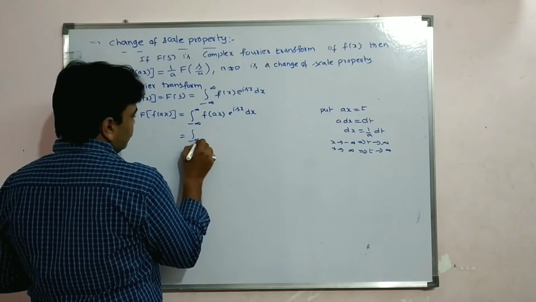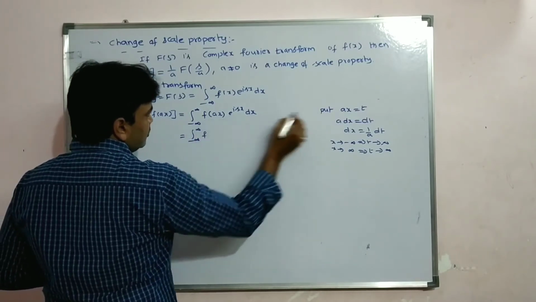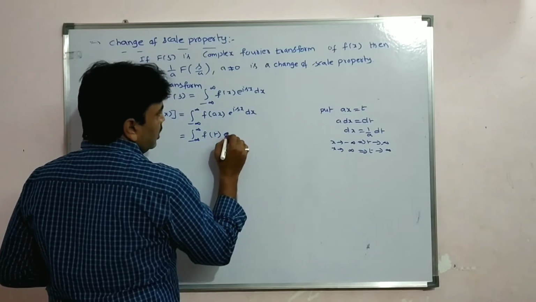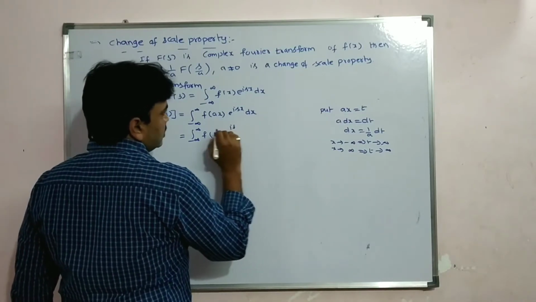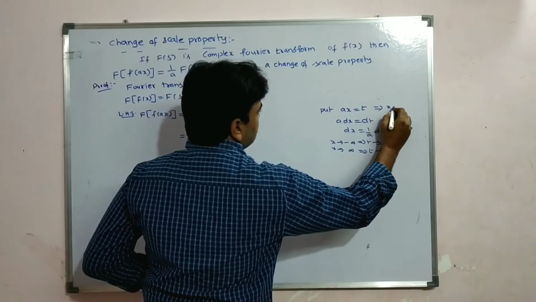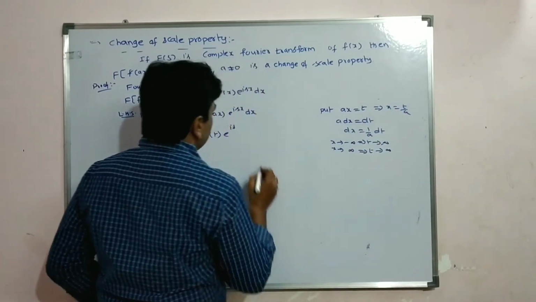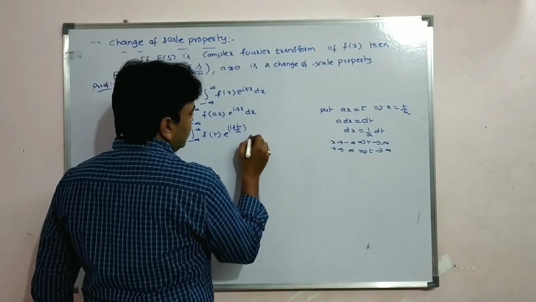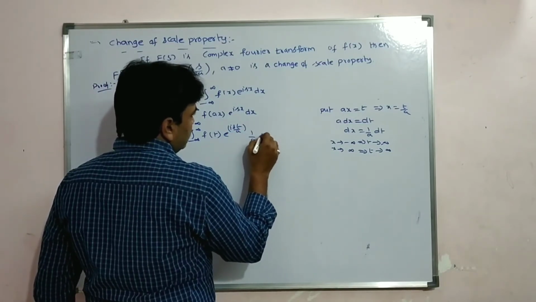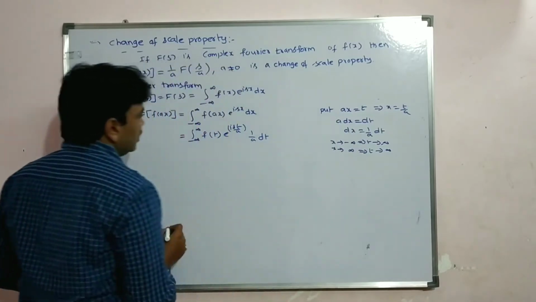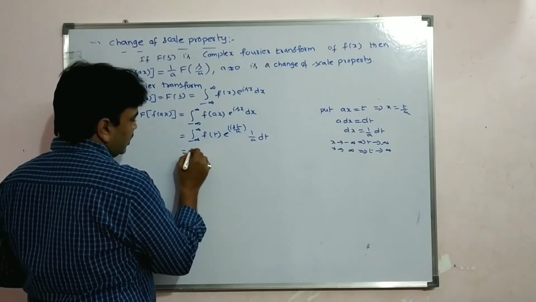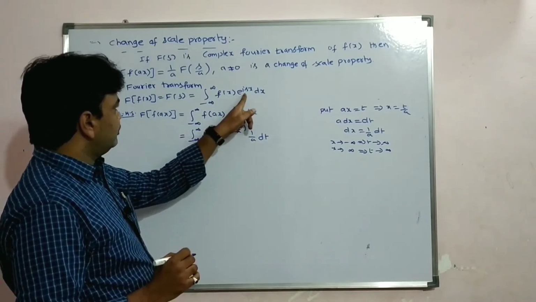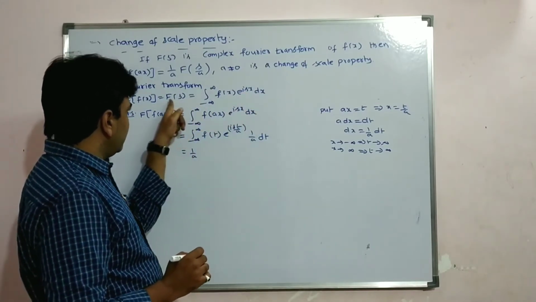So the integral from minus infinity to infinity of f(ax) means f(t) e power i, and what is the x value? Here x is equal to t by a, so e power is t by a. And dx is 1 by a dt, so we get 1 by a. Previously we had s, so we write here F(s).